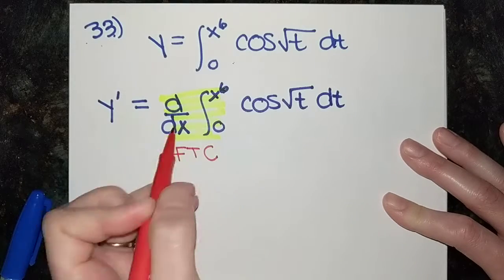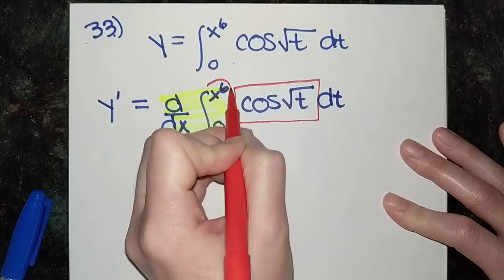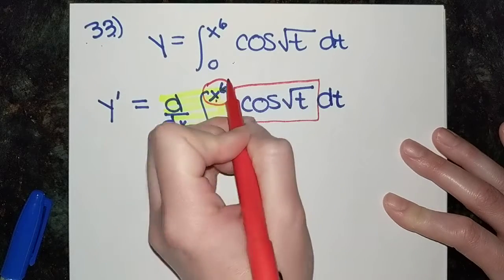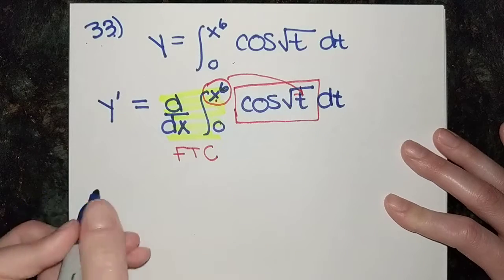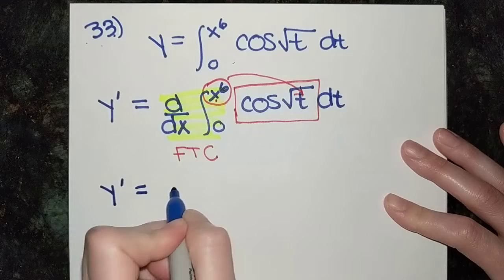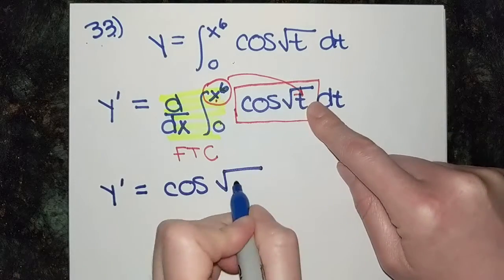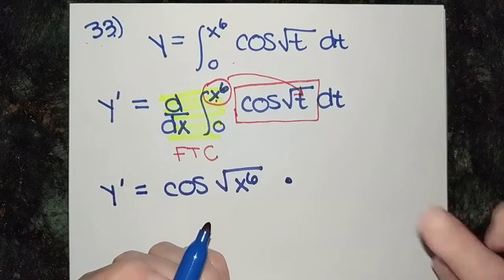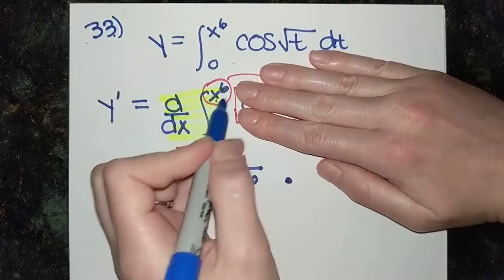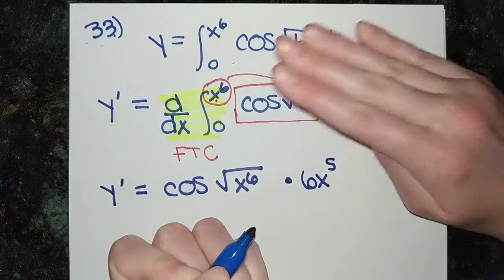And it tells you that everything's going to cancel out except for this integrand. And what you'll do is plug in this x to the 6 for the variable of integration. So you are going to have that y prime is equal to cosine square root, you plug in the x to the 6 for t, and then we have to multiply by the derivative of the upper bound. And we're just taking the derivative of x to the 6. So that's going to be 6x to the 5th.